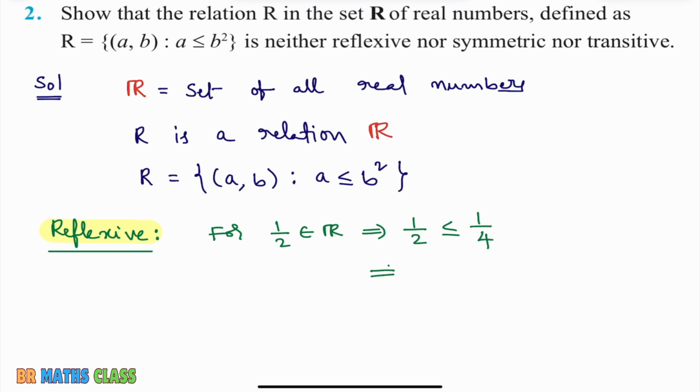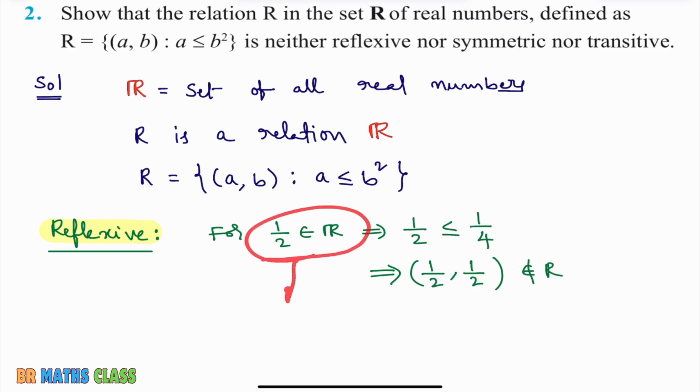As this is false, I can write that (1/2, 1/2) does not belong to the relation. Here I took one element in the set of all real numbers. I checked that this ordered pair of type (x, x) is not in the relation. That means this element fails to satisfy the reflexive condition. So I can say that this relation R is not reflexive.